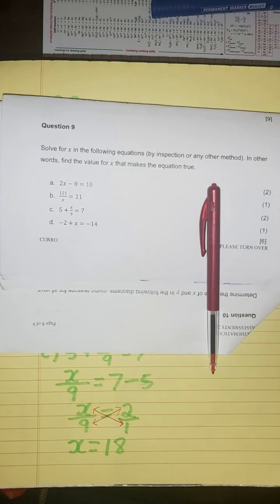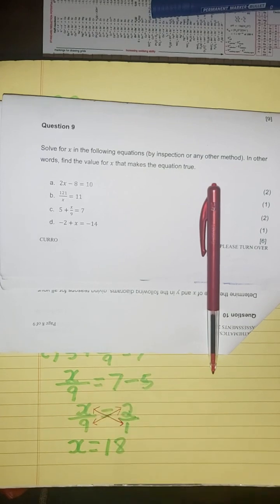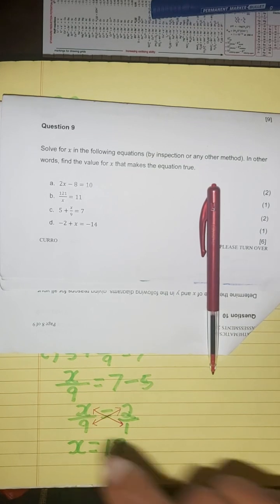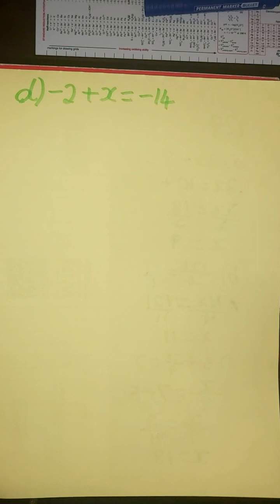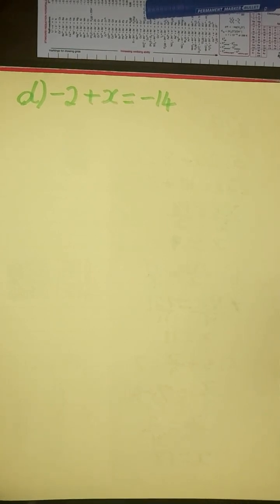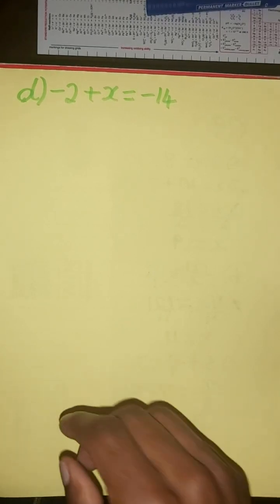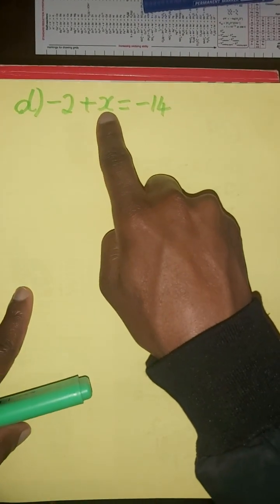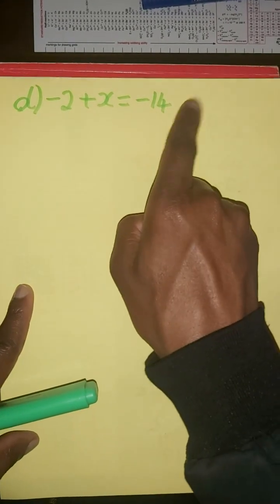Remember, guys, I'm going to keep on saying this. When you are solving for x, you want x to be on the left and the constant to be on the right. When you take the constant to the right-hand side, its sign is going to change. Okay, guys, we are now on the last question of question 9. And here we are supposed to be solving for x as well, right? And remember, when you solve for x, you want x to be isolated. You want x to be on the left and everything else to be on the right.